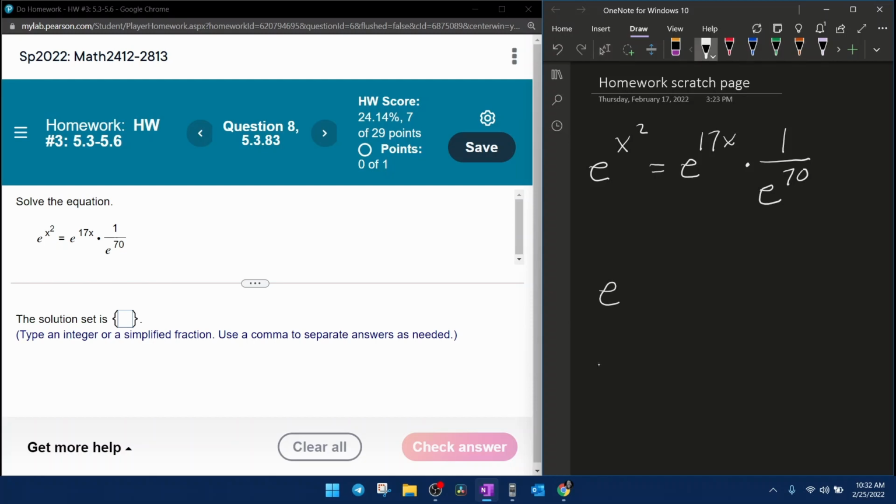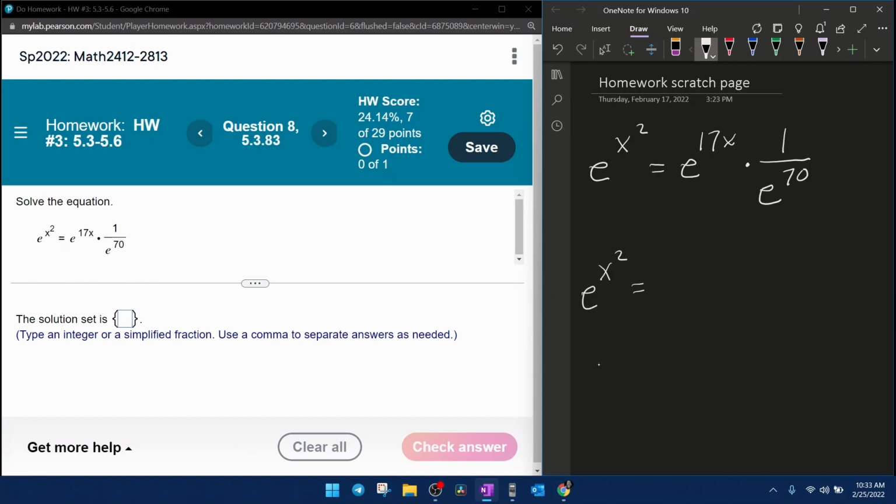Here is our strategy. We're going to try to get e to the x squared to equal e to the something else. If I can figure out a way to get all of this mess to simplify to e to some power, then I will have the same base on both sides, and when the bases match, they cancel. So that is our ultimate goal, to get this right-hand side to become a single exponential piece.